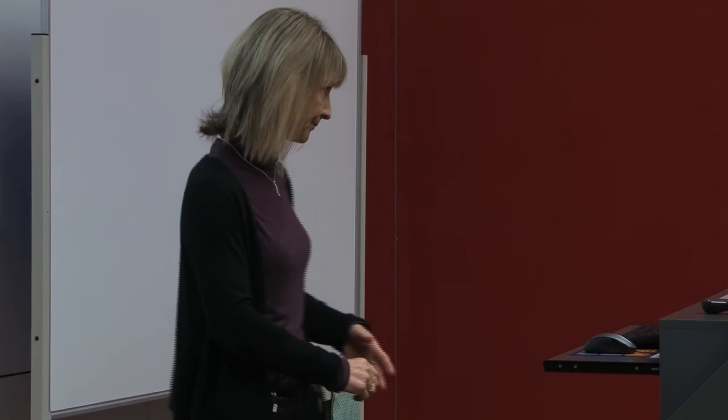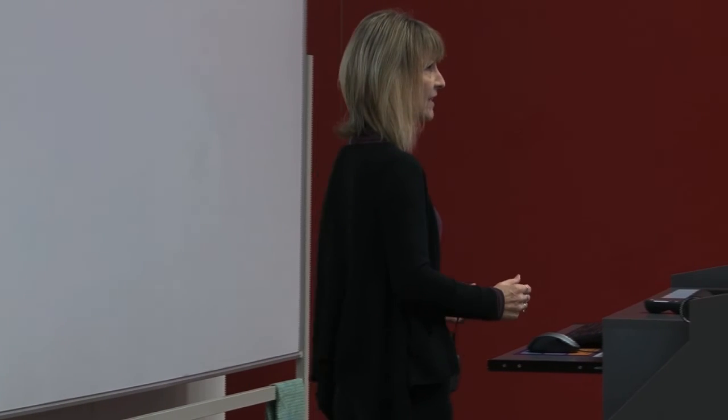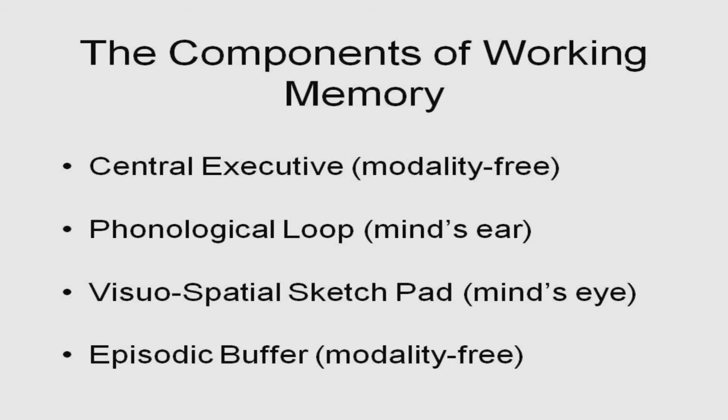And another way that this new version of short-term memory, which is called working memory, is different from that which was described in the multi-store model, is that it was made up of different components. So it's not a unitary system, it's a multi-component system. And the components that it's made up of are the central executive, the phonological loop, the visuospatial sketchpad, and the episodic buffer.